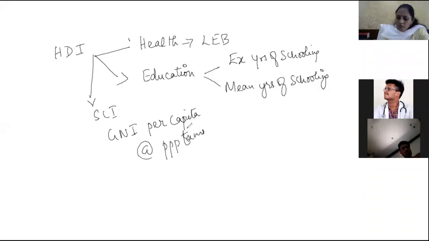We'll go one by one. What do you mean by life expectancy at birth? What do we mean by this word? If I am an Indian, for how many years will I live? That is what is called life expectancy at birth. On average, how many years will an Indian live? Will a Japanese live? Will a US person live?